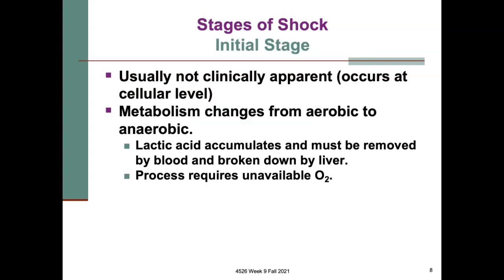So let's go through the initial stages. The initial stage of shock that occurs at the cellular level is usually not clinically apparent. But what's happening is small changes in metabolism are taking place from aerobic to anaerobic, because it's not getting enough oxygenated blood to the tissues. So lactic acid will start to accumulate and must be removed by the blood and broken down by the liver, and that process requires unavailable oxygen. So you start to develop metabolic acidosis.